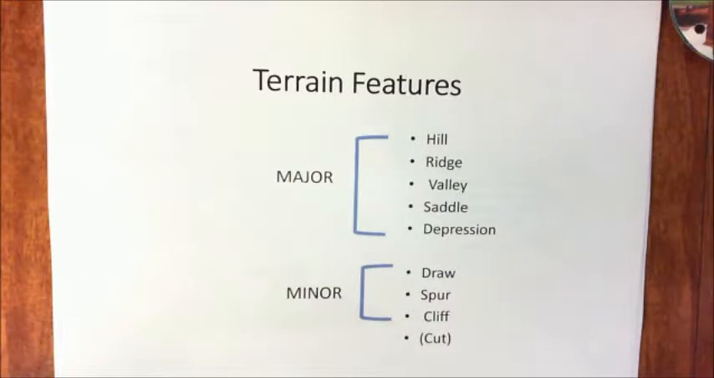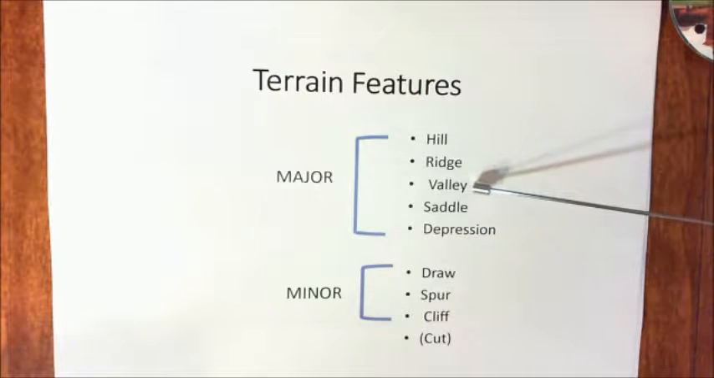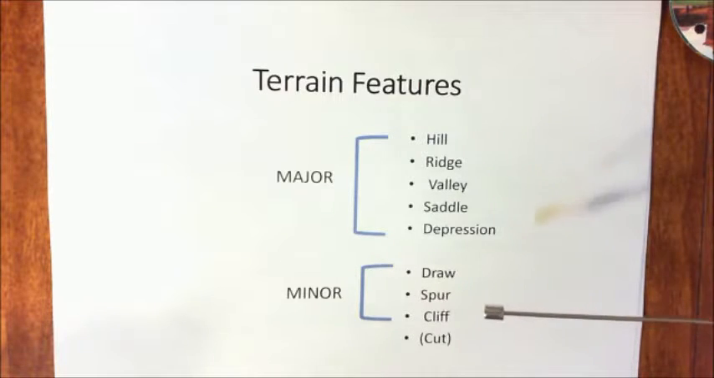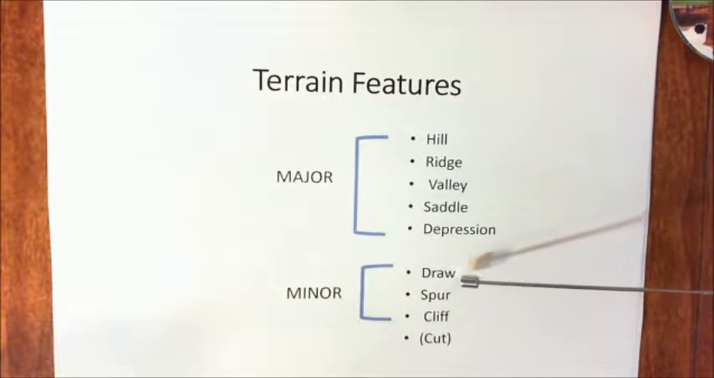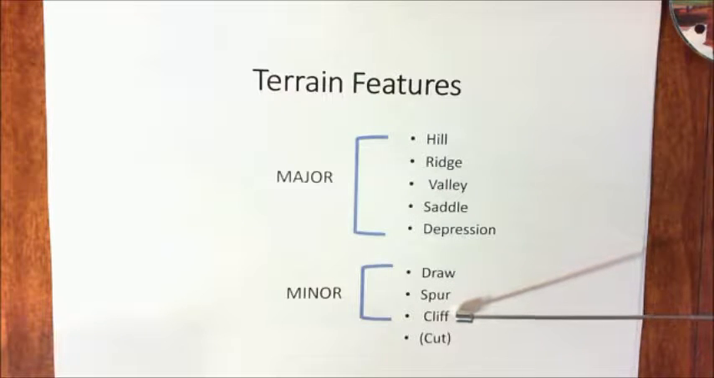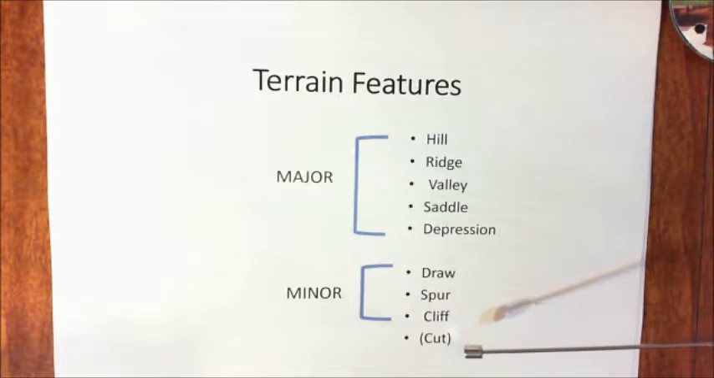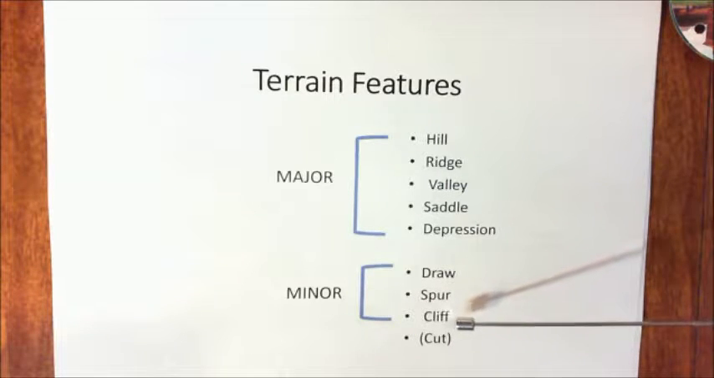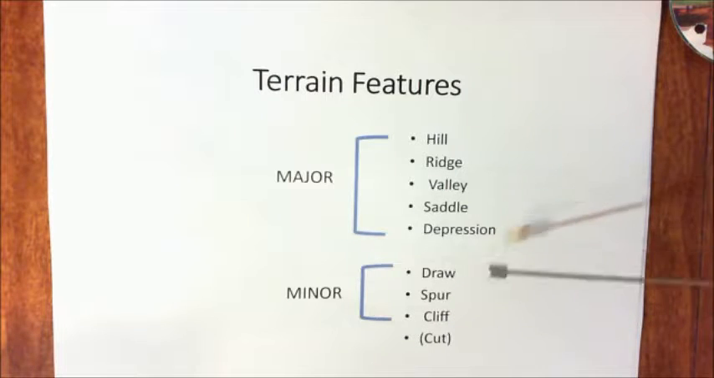So what are the terrain features? Well, here they are by name. There are 5 major terrain features. I think we all know what a hill is. We'll talk about a ridge. I think we know what a valley is. Saddle, depression. And there are 3 minor ones: a draw, a spur, and a cliff. But there's another one that isn't officially mentioned, and that's a cut. It's a combination, a bit of a variation of a cliff and a depression. So we'll be going through them.